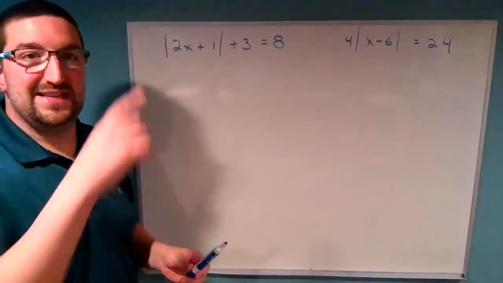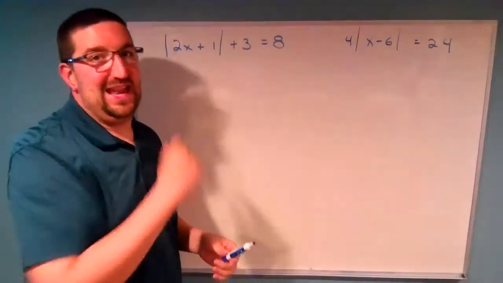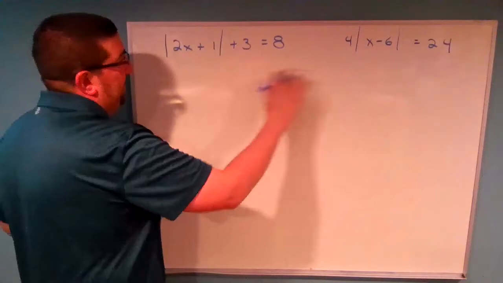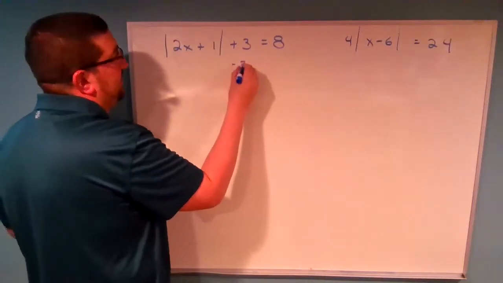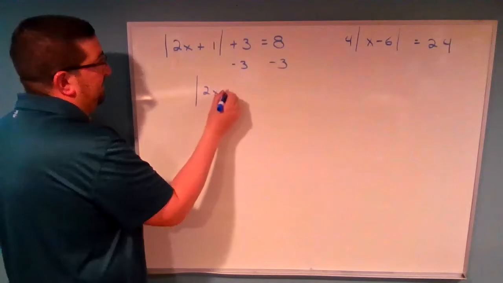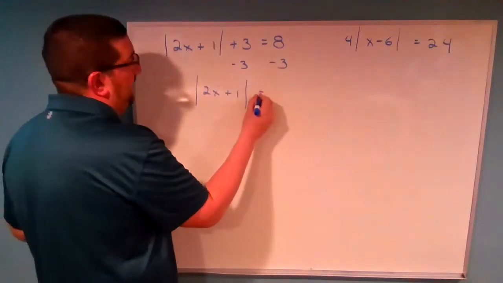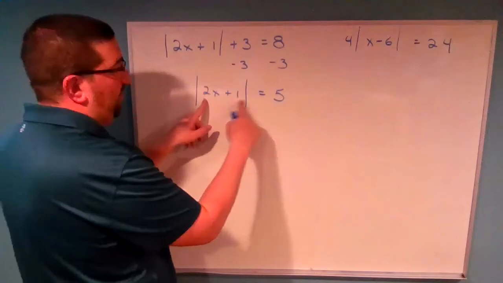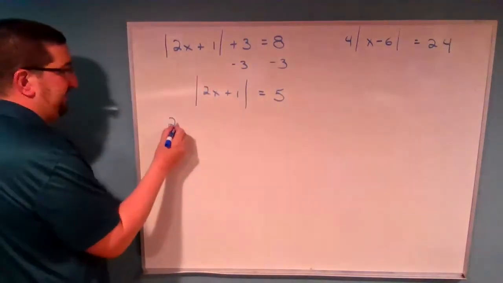Just like we did in the last section with the radical, you got to get that absolute value bar by itself. So we have to get rid of this plus 3 on the outside. So we would subtract each side by 3. So we would have the absolute value of 2x plus 1 equals 5. Now from here, 2x plus 1 could equal positive 5.